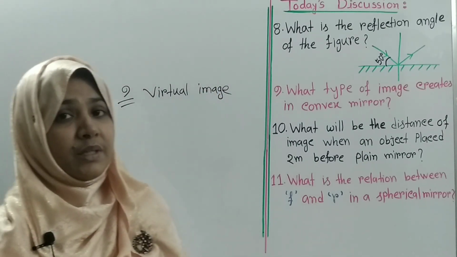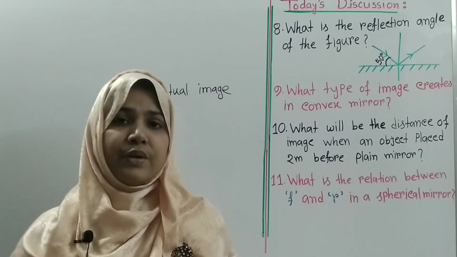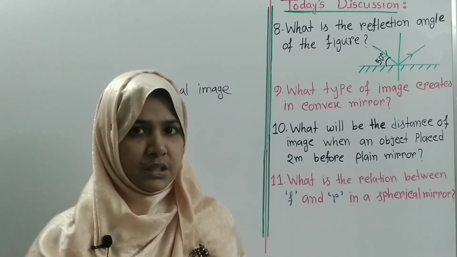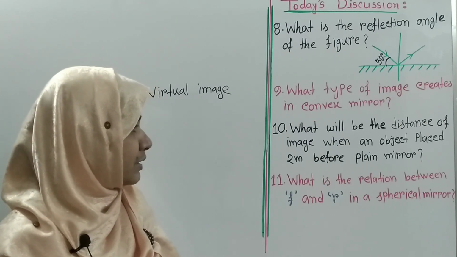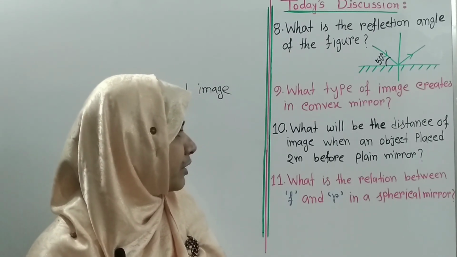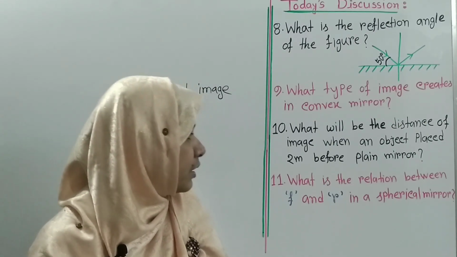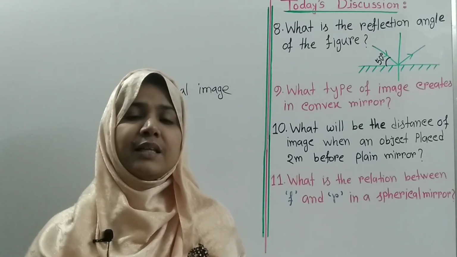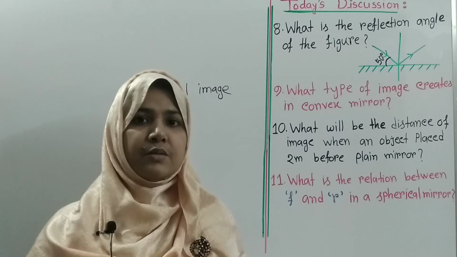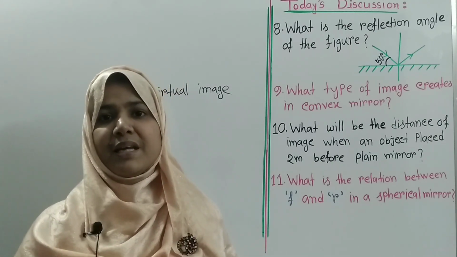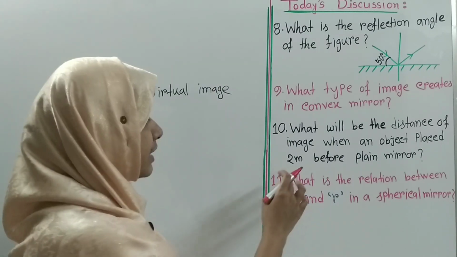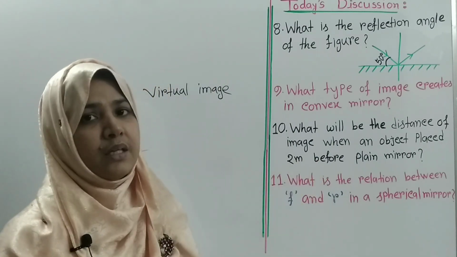And in a convex mirror, the size of the image is always diminished or smaller than the object. Question 10. What will be the distance of the image when an object is placed 2 meters before a plane mirror? You all know that in a plane mirror, the distance between the object and image remains the same. So we can say that the distance of the image must be 2 meters.